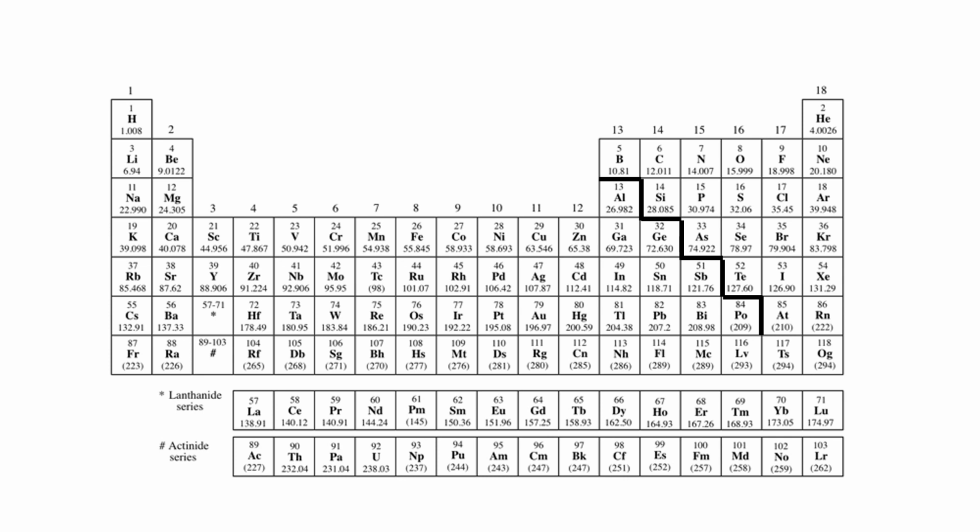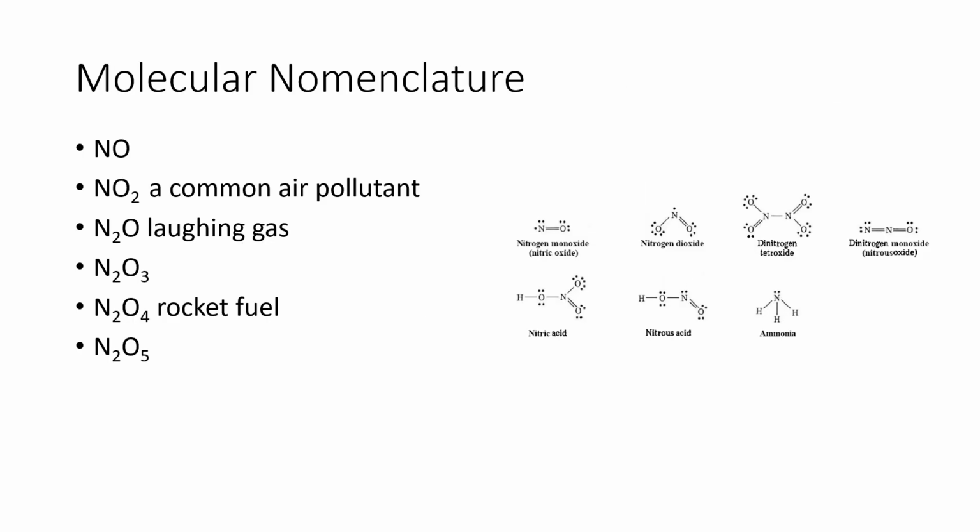Looking at your periodic table, you'll note the bold stair step near aluminum. Anything to the left of the stair step is a metal. Anything to the right of the stair step is a nonmetal. Whenever we're dealing with molecular nomenclature, all of the nonmetals can combine in different amounts. For example, nitrogen-oxygen can form all of these different compounds whenever you have different numbers of the atoms all together.